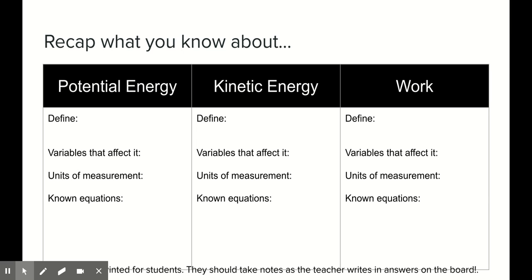So, what we need to do is recap what we know about potential energy, kinetic energy, and work. And so, this is a document that your teacher may pass out to you and write down on the board. If you're doing this from home, you can certainly jot these things down on a separate piece of paper. One of the worksheets I will refer you to is our notes worksheet from the kinetic and potential energy math lesson. That was lesson 3. So you're going to define each of these things, write down any variables that affect it, and go over the units of measurement and any known equations. So this is something that you need to do on your own or with your teacher in class. If you need to, pause the video to take some notes now.